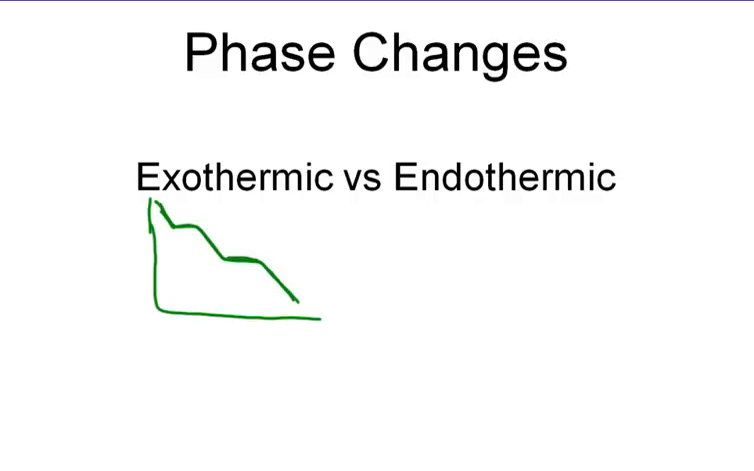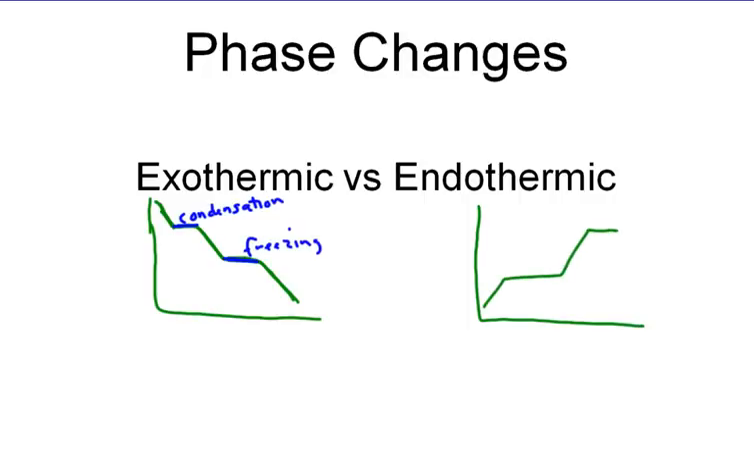The first plateau represents condensation, right here, and the second plateau is freezing. So that's an exothermic phase change. Endothermic phase changes. Your overall trend of your graph is up and to the right with two plateaus as well. The first plateau is melting, and the second plateau is boiling.